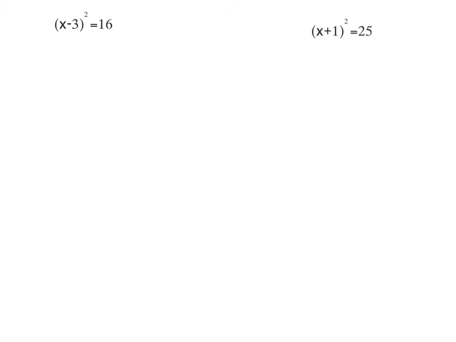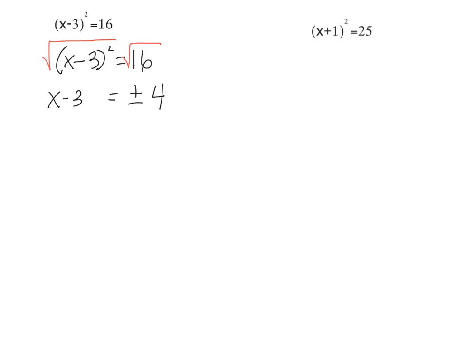So using square roots, my first thing is to get the squared term alone. Well, it is. So the next thing that I'm going to do is undo the squared term. What that leaves me with is x minus 3 equals, now remember, I took the square root, so my answer is plus or minus 4.